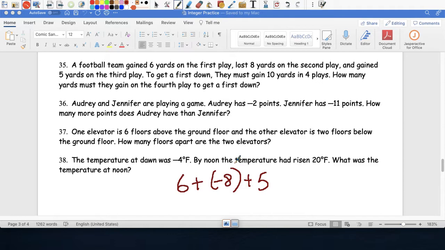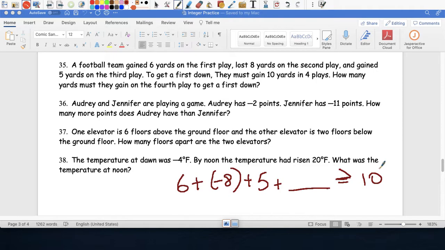All right, so they have 4 attempts. So let me put here, it has to be greater than or equal to 10, right? We have 4 attempts, you can throw the ball 4 times. And at the end, your team has to move the ball at least 10 yards in order to continue playing.